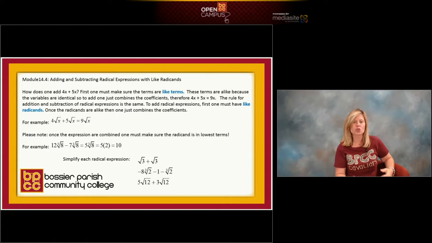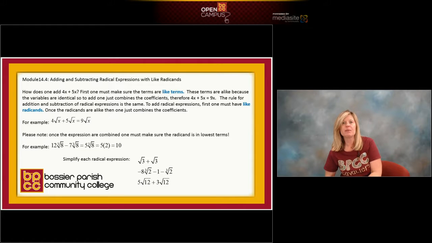Well, the same thing's true here in radical world. If I have 4 square roots of x and I want to add to that 5 square roots of x, the first thing I've got to check is that my radicands are exactly alike. And they are. They're both square root of x. So what we're really doing is adding the coefficients. 4 plus 5 is 9 square roots of x.